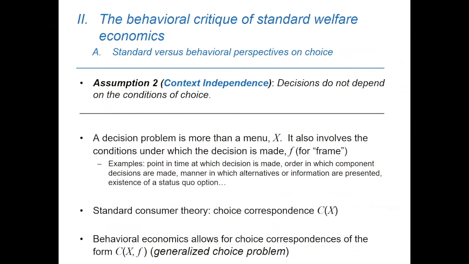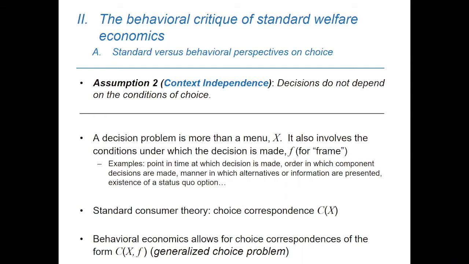The second assumption, context independence, says that decisions do not depend on the conditions of choice. It's important to keep in mind that a decision problem is more than just a menu containing simple descriptions of the options. It also involves the conditions under which the decision is made. We'll call that the frame and write it as little f.